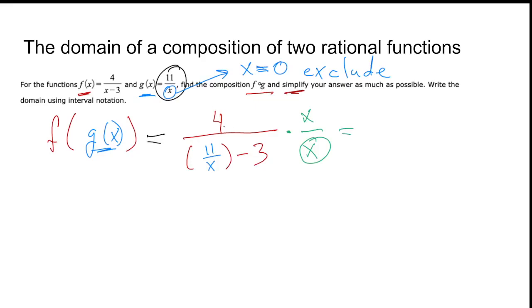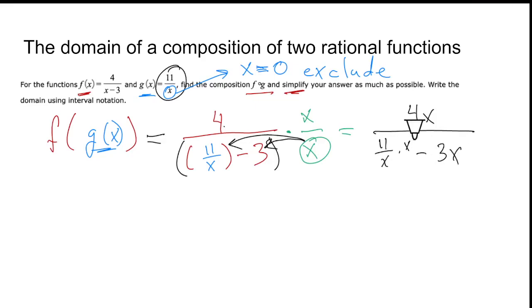In the numerator, we just end up with 4x. In the denominator, I'm going to show this, when we multiply, this x has to multiply here and here. So we get 11x times x minus 3x. And as you see, the reason we did this is x divided by x cancels out, becomes a factor of 1. And so what our simplified function becomes is 4x over 11 minus 3x.